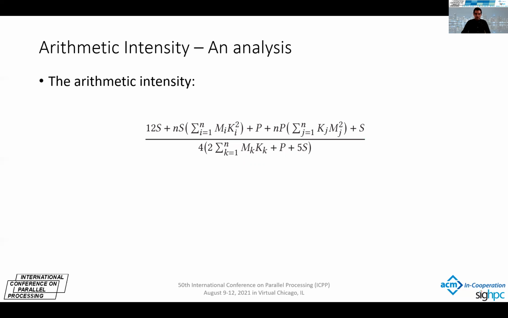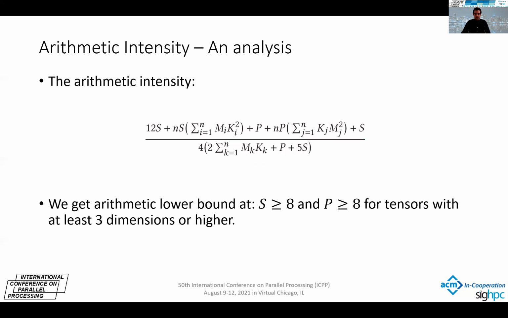As a result, we have that the algorithm is arithmetic bound for S greater than or equal to 8, as well as for P. This holds for tensors with at least 3 dimensions or higher.